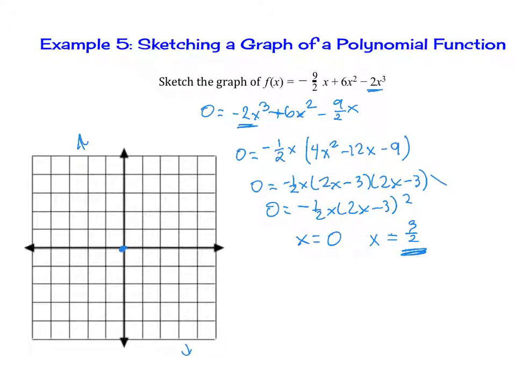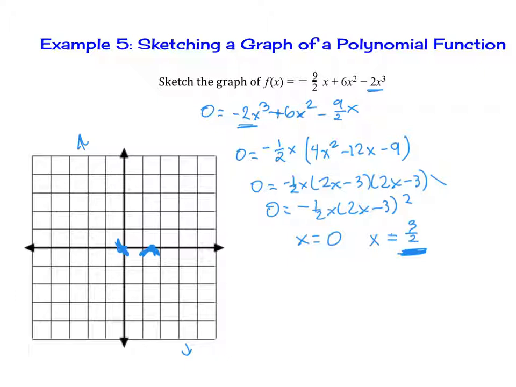So plot the 0, and then 1.5 is about here. And I know that it bounces at 3/2. So if I know that this is my graph, looking at 3/2, it's going to bounce here. So I already know that. And then I know it's going to pass through here. I can pretty much sketch my graph at this point.